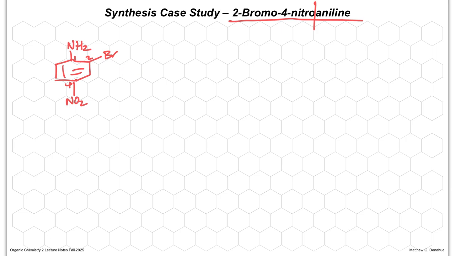So for this, we do have to start with benzene. We don't have any carbons attached to the ring, so there's no point in starting with toluene unless you like making life painful and trying to remove a carbon from a ring, which is not something that's easy to do. So let's start with the nitration.